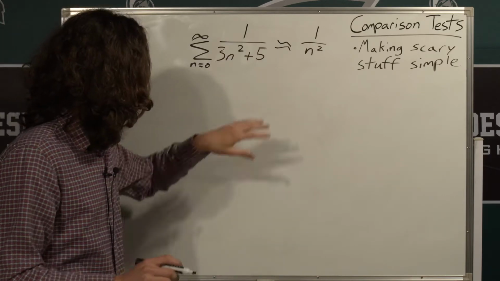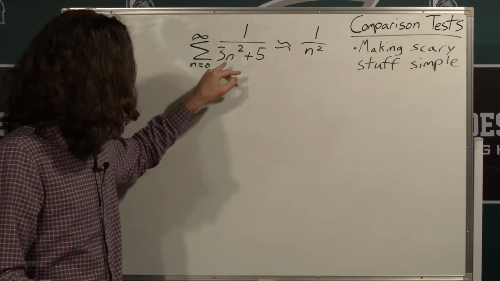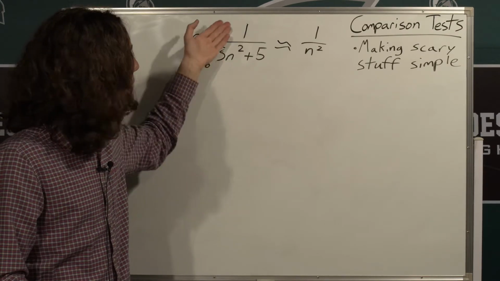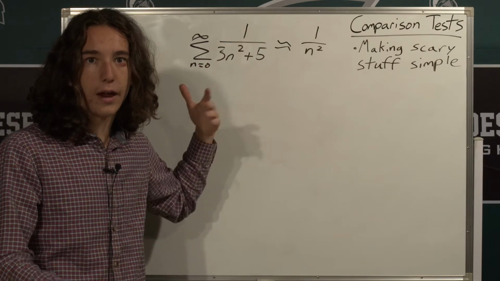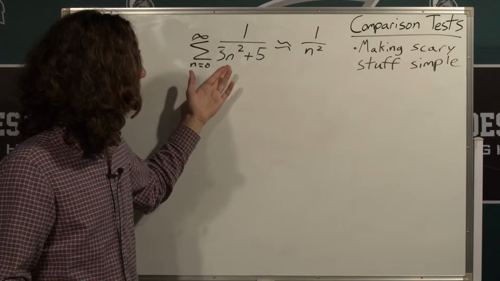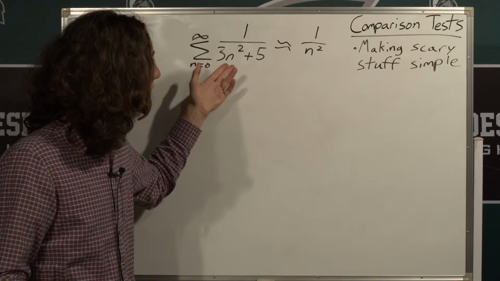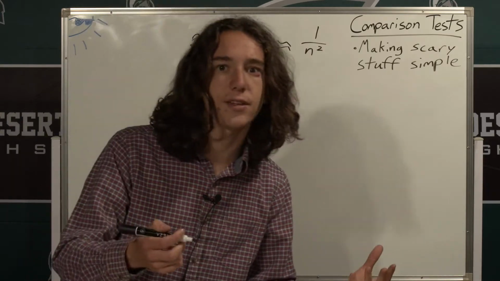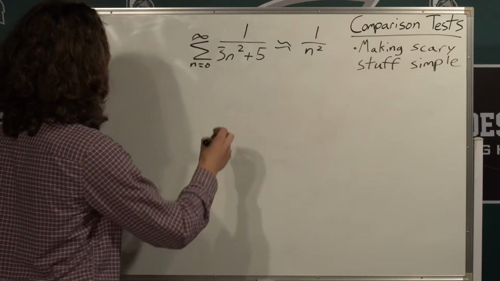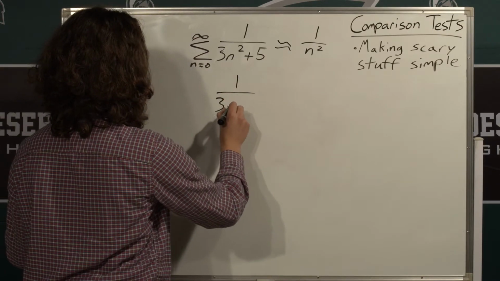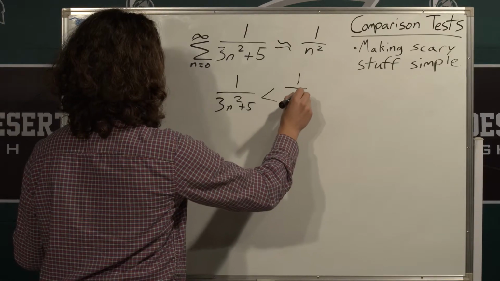And why is that? Well, when we plug in 1, this one's going to be 1, and this one's going to be 3 plus 5, which is 8. And 1 over 8 is less than 1 over 1. And that holds true when n equals 2, because this is going to be 4, and this is 12 plus 5, which is 17. So this is going to be 1/17 when n is 2, and this is going to be 1/4, and 1/17 is less than 1/4. So we can say directly that every single term of these series, 1 over 3n squared plus 5, is less than 1 over n squared.